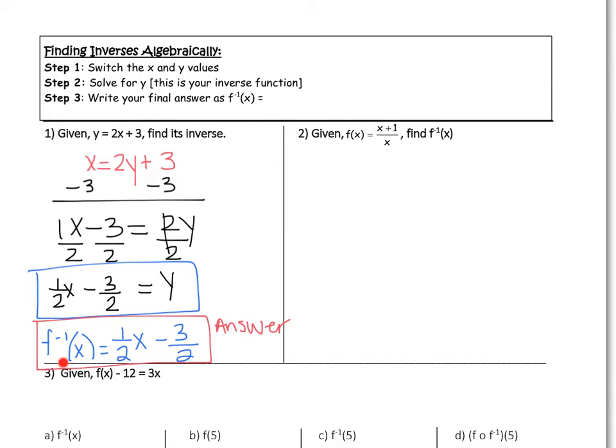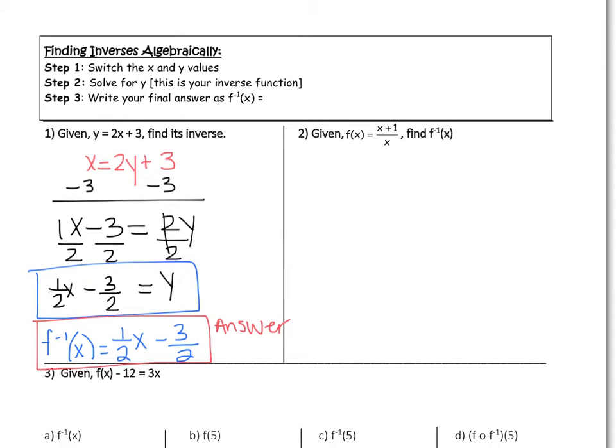You used f negative 1 of x. So just to recap, what did we do? First things first, we switched every y to make x and every x to make y. Then we solved and did some algebra and solved for y, and then just wrote it with f inverse, f negative 1 of x. Okay, let's try a second example.